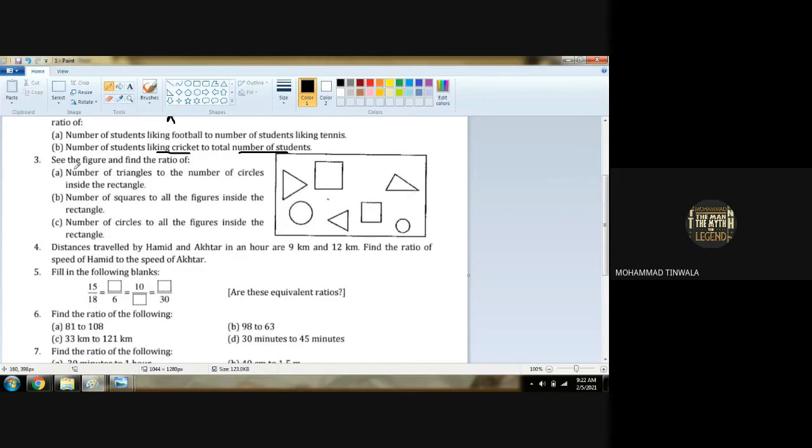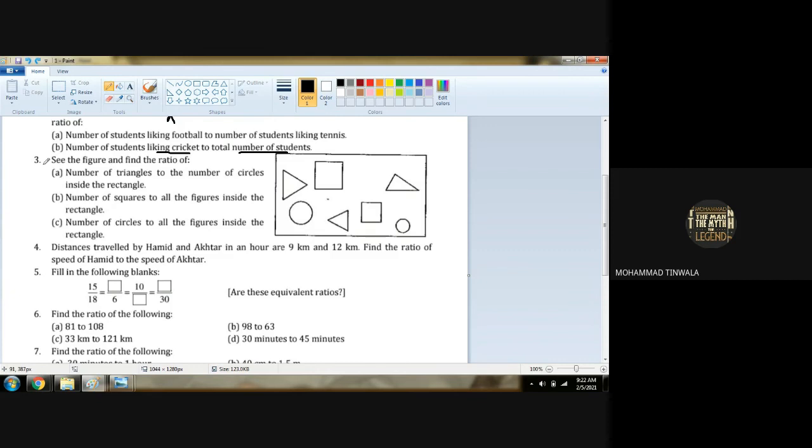Question number 3. See the figure and find the ratio. The figure is one big rectangle, right or wrong? Inside it there are some diagrams. So can we calculate: 1 square, 2 squares, 2 squares are there, 1 circle, 2 circles, 2 circles are there, 1 triangle, 2 triangles, 3 triangles are there, right?